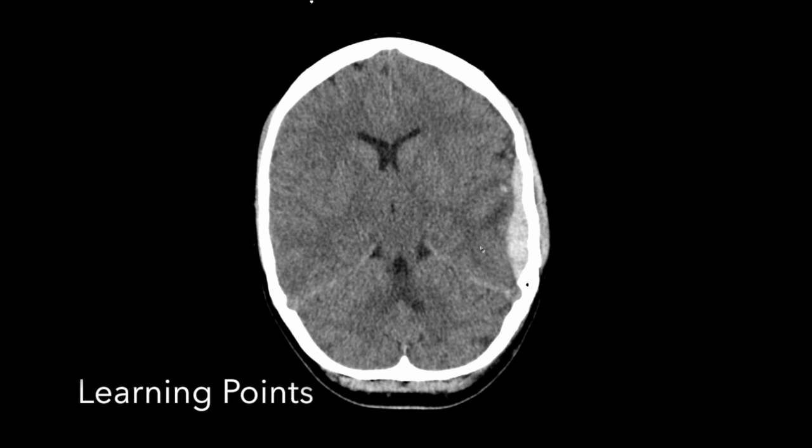So the learning points from this patient are: acute blood is white on a head CT, as opposed to more chronic blood, which is much darker in colour. Extradurals have this biconvex appearance, because they are limited by the attachments of the dura to the skull. Skull fractures should be looked for at the same point or the opposite side of the brain.